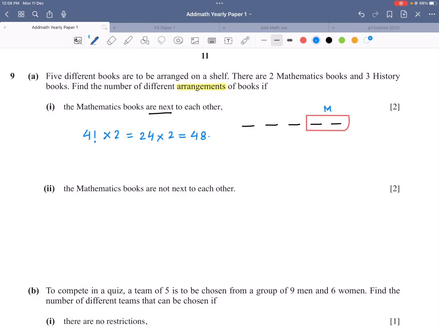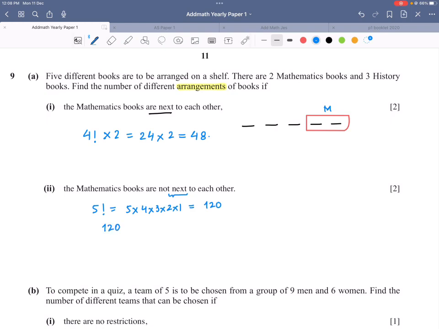After that, the maths books are not next to each other. So if it's not next to each other, what will we find first? We will find 5 factorial, that is, if all the 5 books are arranged without any restriction. And 5 factorial will be 5 times 4, 3, 2, 1, that is equal to 120. So 5 factorial is 120.